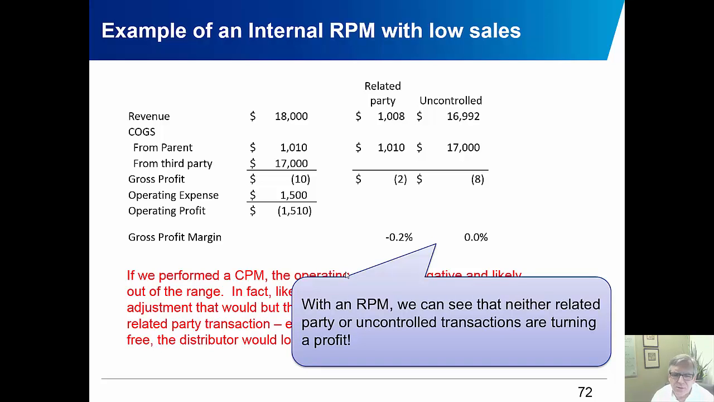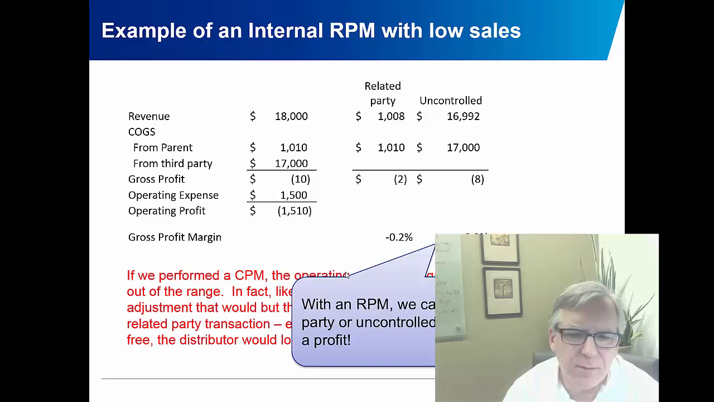And that's the key issue that we want to say, is that with an RPM, we can see that it's not the transfer pricing causing the problem, because the related party and the uncontrolled transactions are turning a profit or turning a loss at the same level.